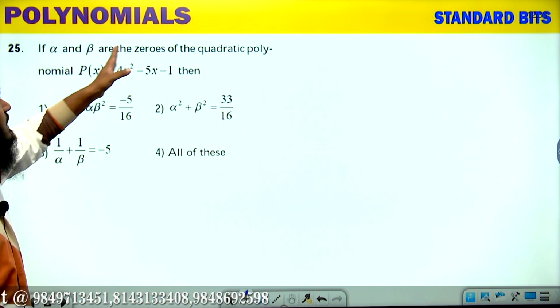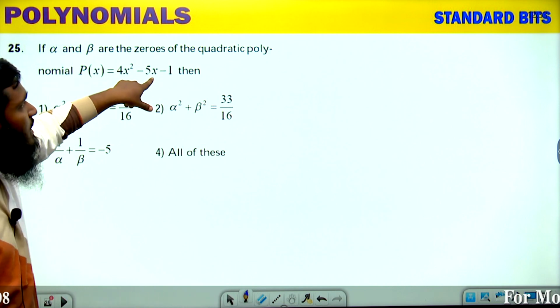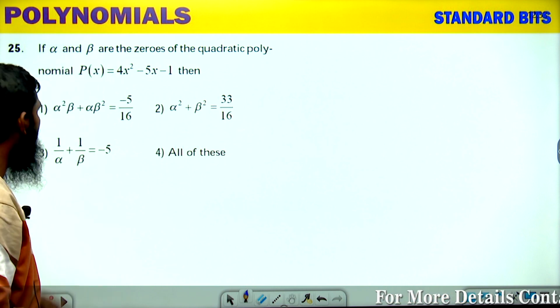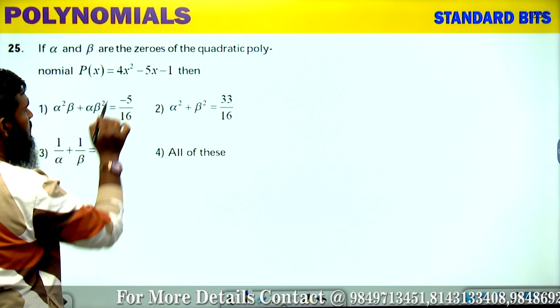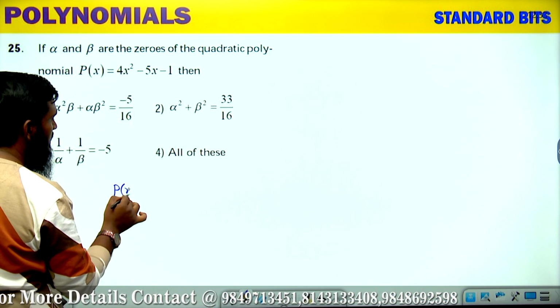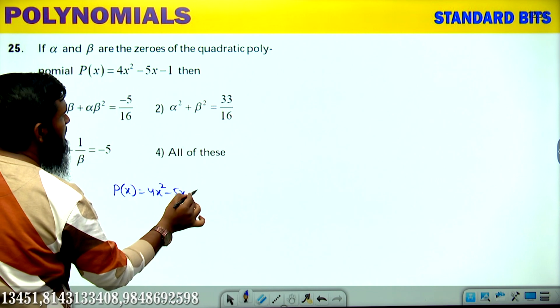If alpha and beta are the zeros of the quadratic polynomial p of x is equal to 4x square minus 5x minus 1, then we have some options here. Already p of x is given, the polynomial is given here: p of x is equal to 4x square minus 5x minus 1.